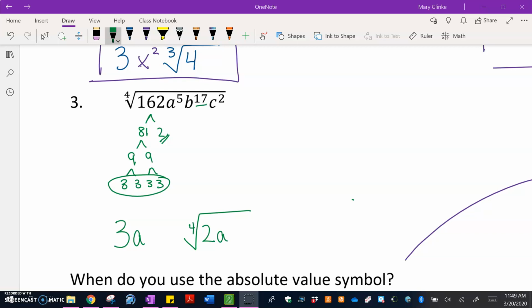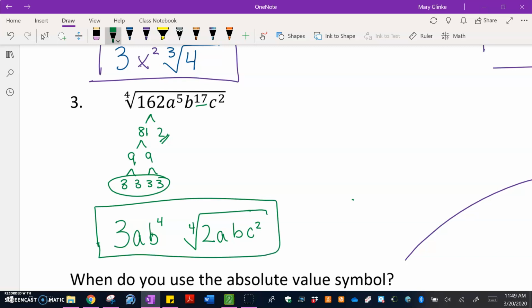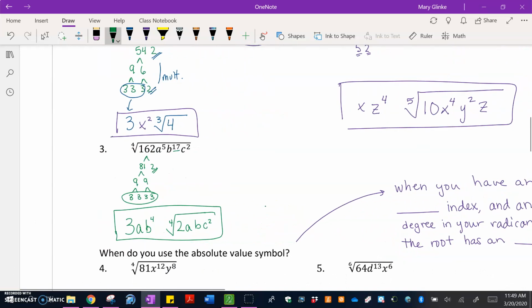I'm looking for groups of 4. So I can see that I'm going to have 4 groups of B's that I can take out. And if I have 4 groups of B's, that means I've used 16 of them and I have 1 left behind. For my C's, I only have 2 C's. I don't have the ability to make any groups of 4. So the C's are going to remain inside my radical symbol. So number 3 would simplify to that.